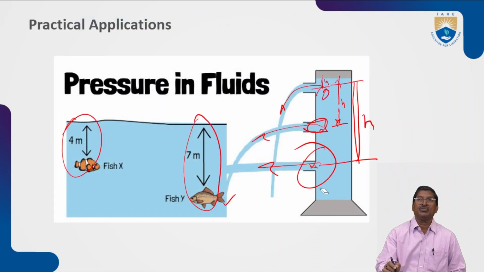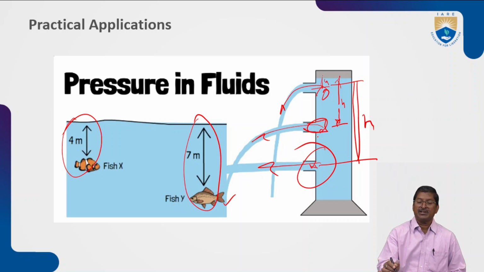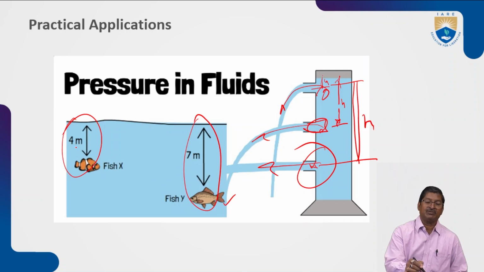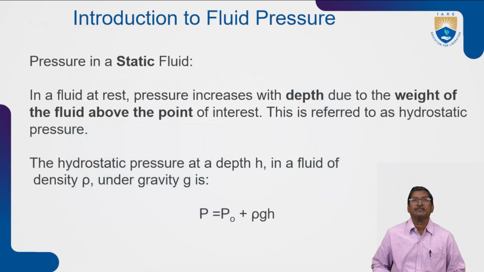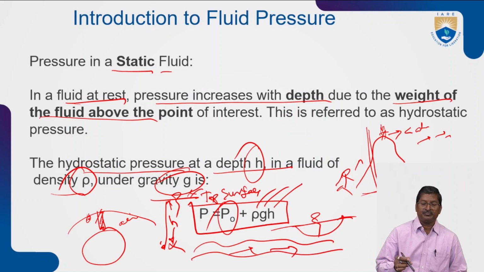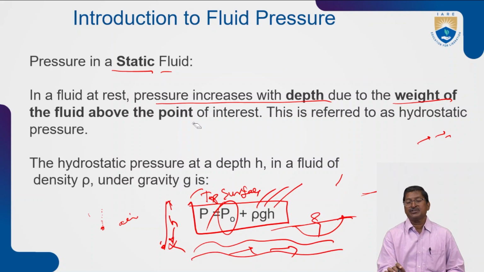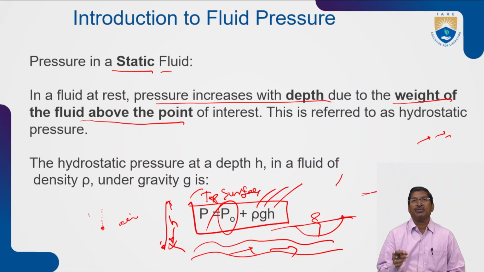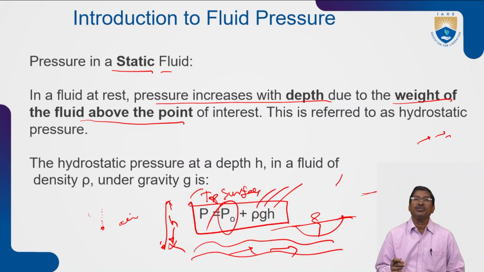So as you go, height of this water, weight of water. More height, more pressure; less height, less pressure. So 4 meters will have less pressure, 7 meters will have more pressure because the depth is more. And static pressure: the pressure increases with depth due to the weight of the fluid above that point. So if you go deeper and deeper, the depth of water is more. That means the weight of water above that point is more. Hence pressure will be increased.